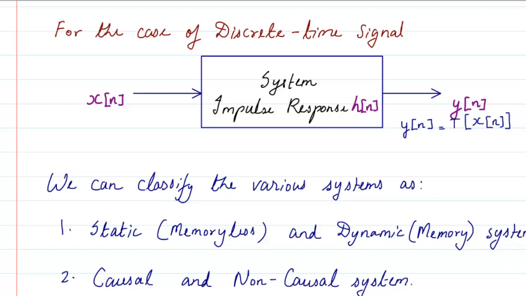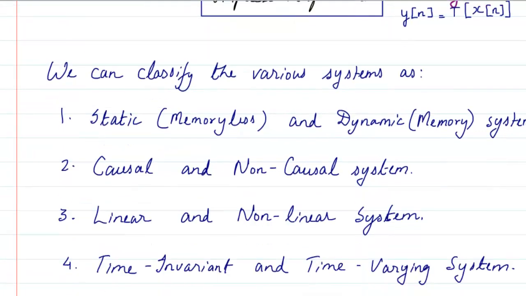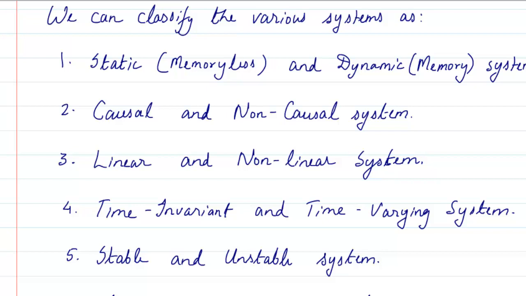Now these systems, whether it be a continuous time system or a discrete time system, can be classified into various types. Let us look at some of the classifications. First is a static system or a dynamic system. You can have systems which are called static or memoryless, and the second kind of system is called a dynamic system or a system with memory.